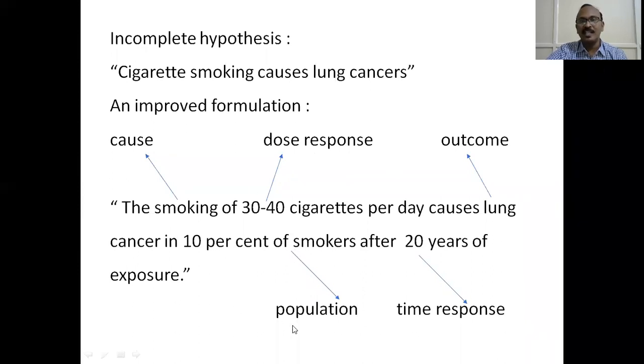So you have the 5 elements of a hypothesis, that is the cause, outcome, population, dose response and time response, which is very well illustrated in this hypothesis. So whenever you do a descriptive epidemiology, you have to formulate a hypothesis taking into consideration the 5 elements, that is cause, population, outcome, dose response, and time response relationship.